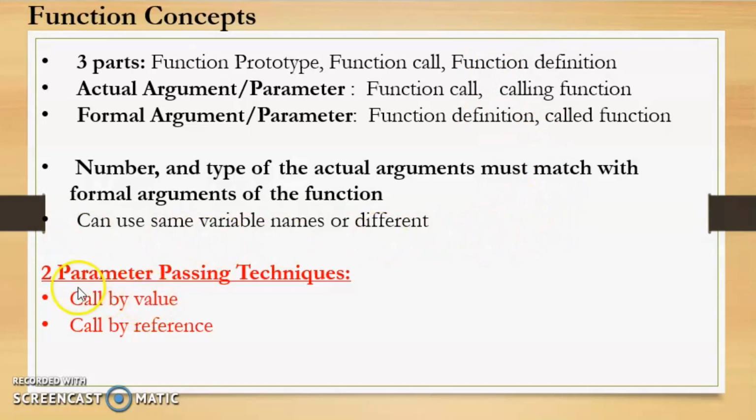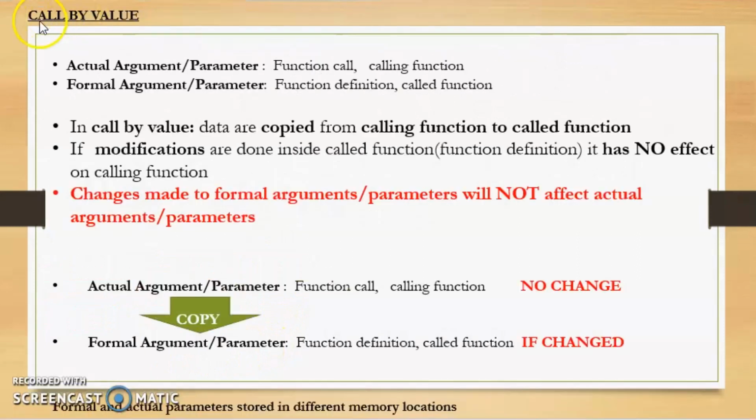So today we will learn the two techniques of parameter passing, that is call by value and call by reference. So first let us see what is call by value. Now we have already seen that the actual parameter or actual argument is the parameter or variable inside the function call, and the function call will be inside the calling function. And the formal argument or formal parameter is the variable inside the function definition, and the function definition will be the called function.